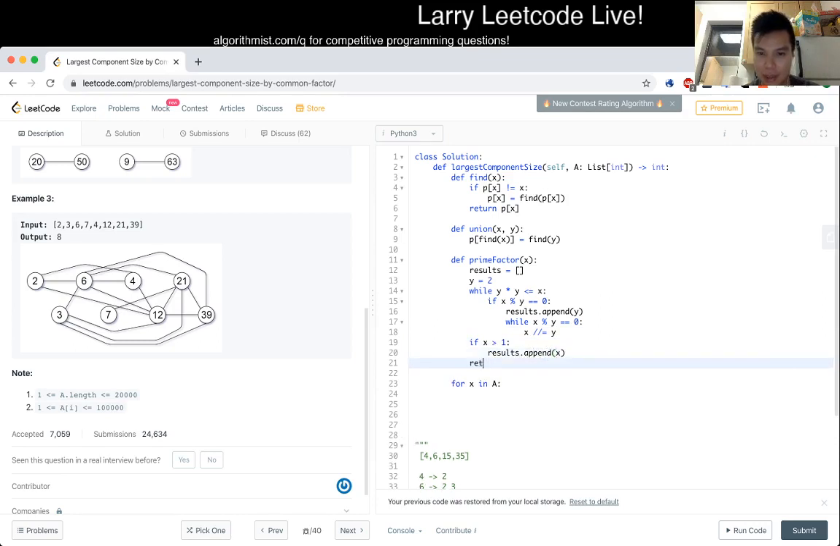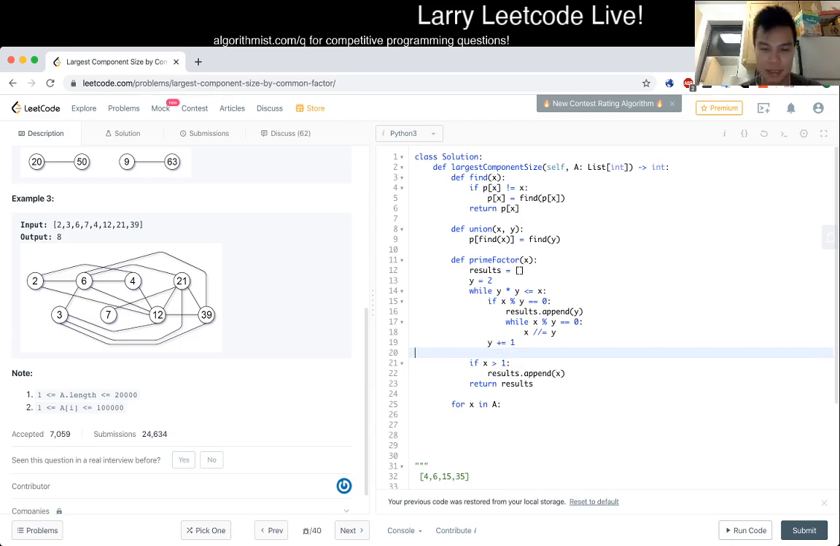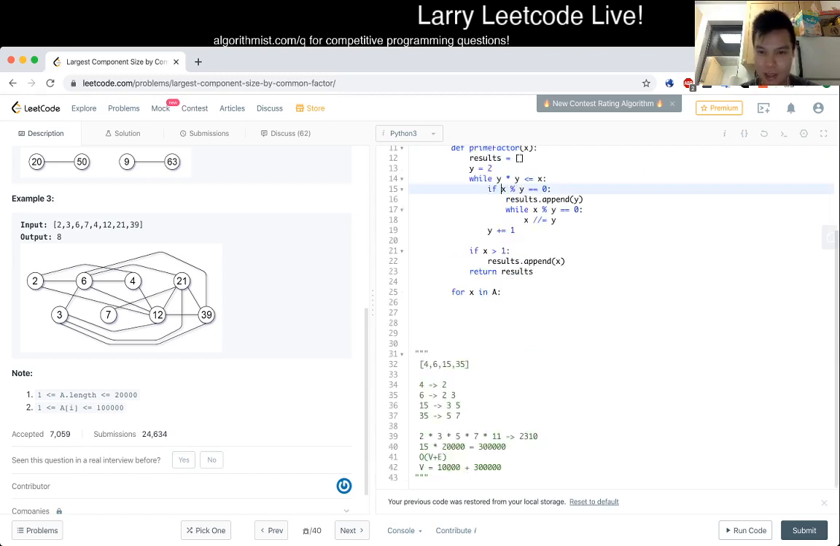And this will always be primes, because if y is not a prime, then it would have, oh, I need to increment. That would make things easier. And you could do some math to make sure that it's odd numbers. But it's the same logic as the sieve, where if y is not prime, then the prime number before that would have already modded it to 0, or already factored it.